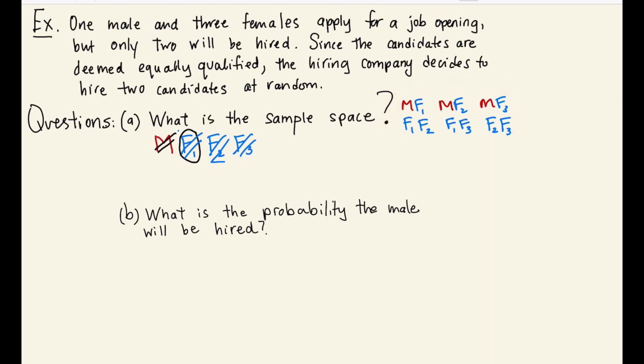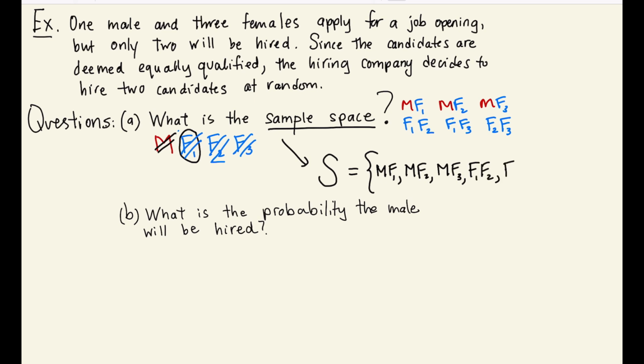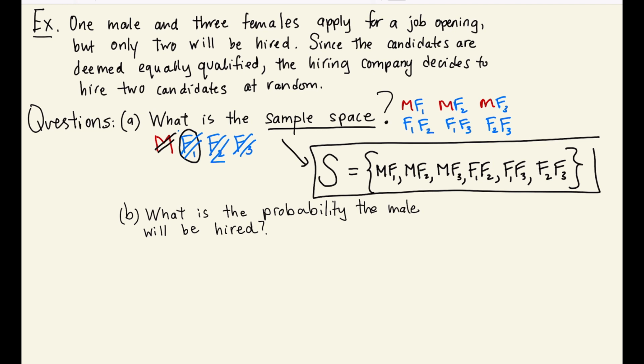So this is actually my sample space. And the way that I would write the sample space in my final answer is I'm going to have S is equal to, and then I have an open curly brace, and then I'm just going to list these six possibilities. And this is my final answer. This is my sample space.